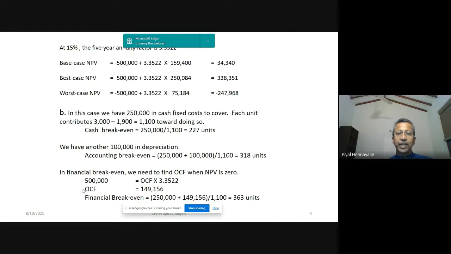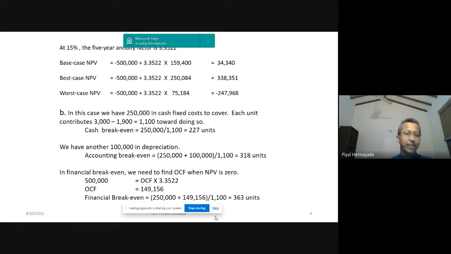So operating cash flow is 149,156. Financial break even is fixed cost plus 149,156 divided by 1,100. It is 363 units. So it is the highest. So a project that breaks even on a financial basis has a discounted payback equal to its life. Okay. Discounted payback is life.